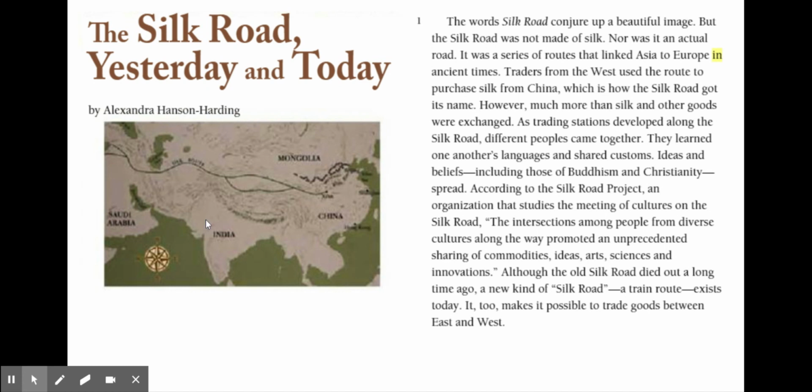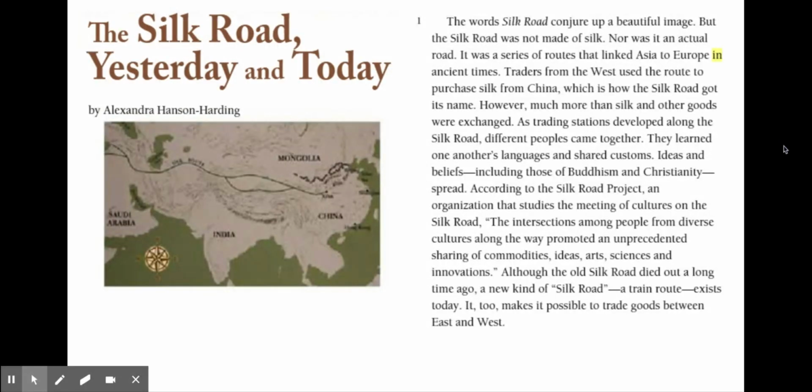Take a quick look at the map. What does it reveal to us about the Silk Road? Oh, I know that the Silk Road travels from the east all the way to the west in China. All right, let's get reading to find those key details.